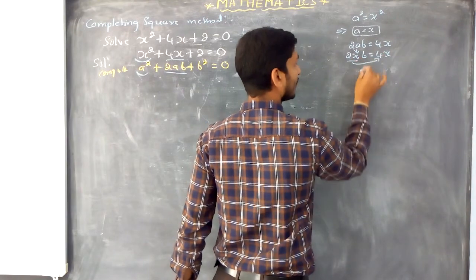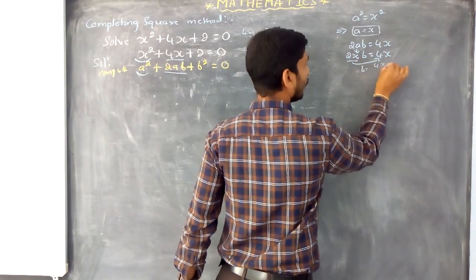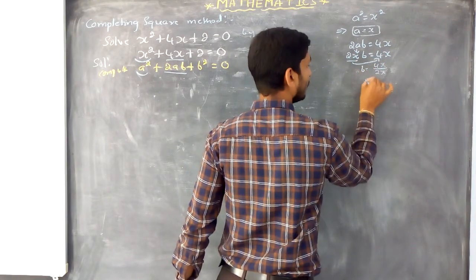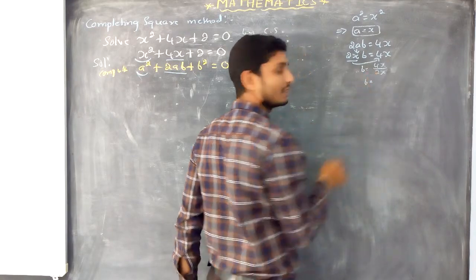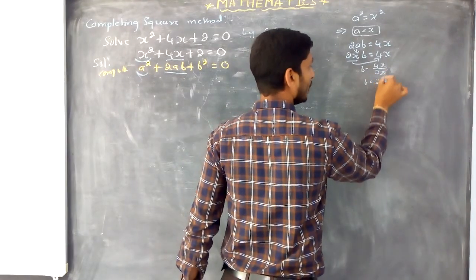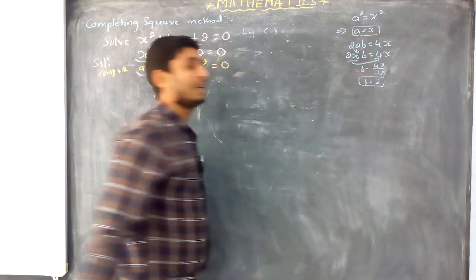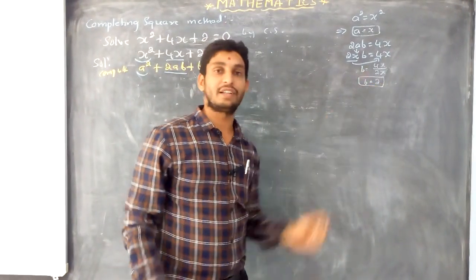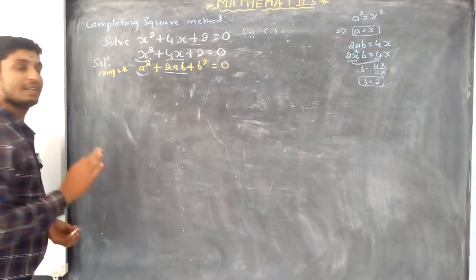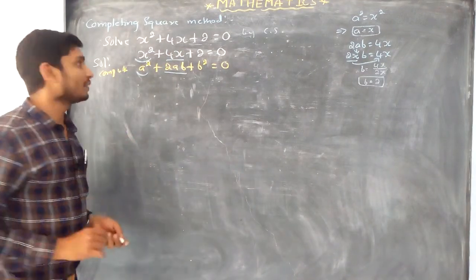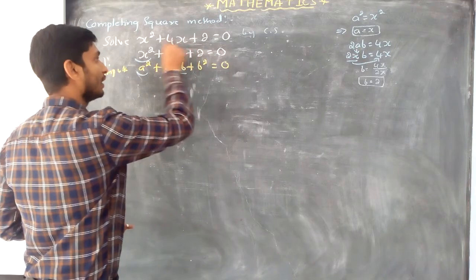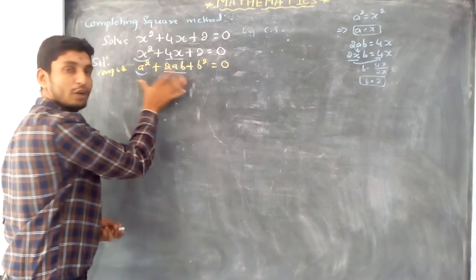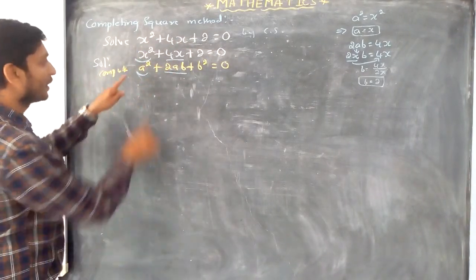Transfer this 2x to that side. That is b equals 4x divided by 2x. That is, b is equal to, x gets cancelled. 2 ones are 2, 2 twos are 4, so 4 by 2 means 2. That's why I got the answer of b also. What is the answer of b? b answer is 2. Yes, a is found, b is found. Next time when you do it, you have to write this one. Yes, you have to write it in this form. Yes, let us write a square.